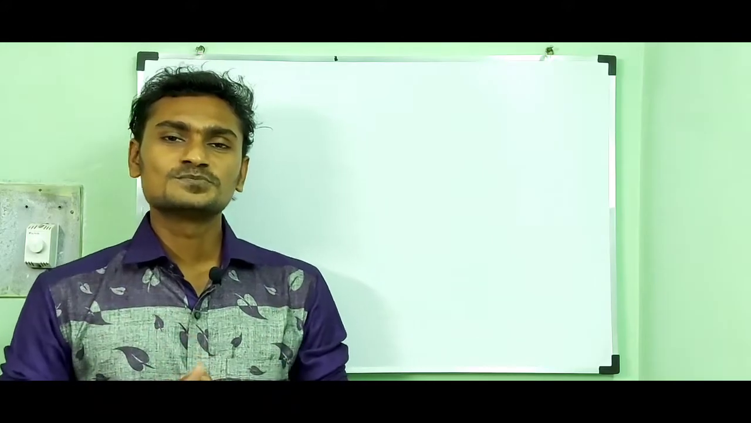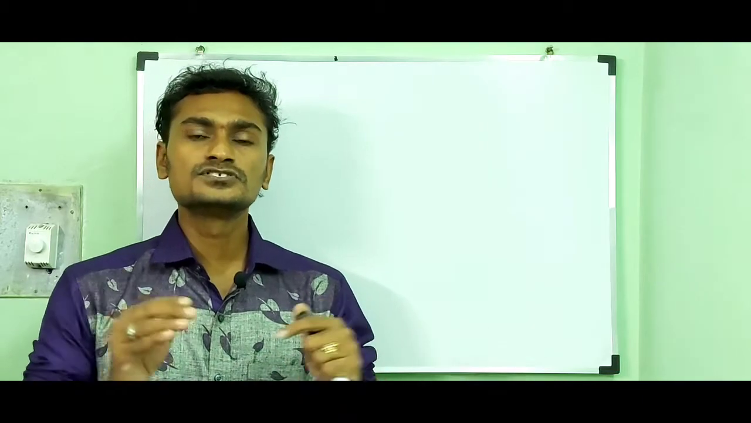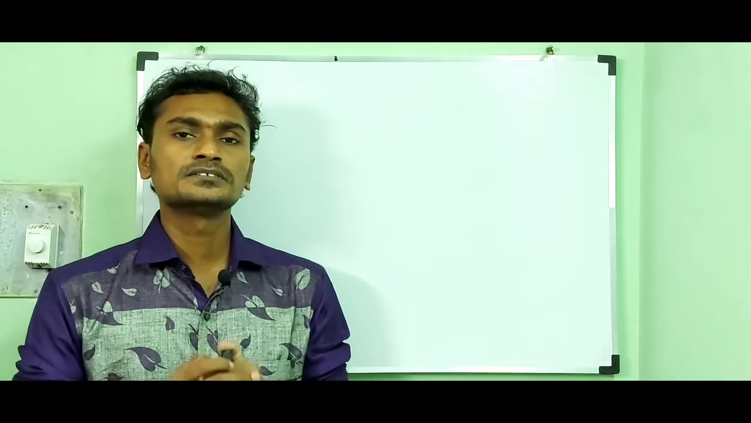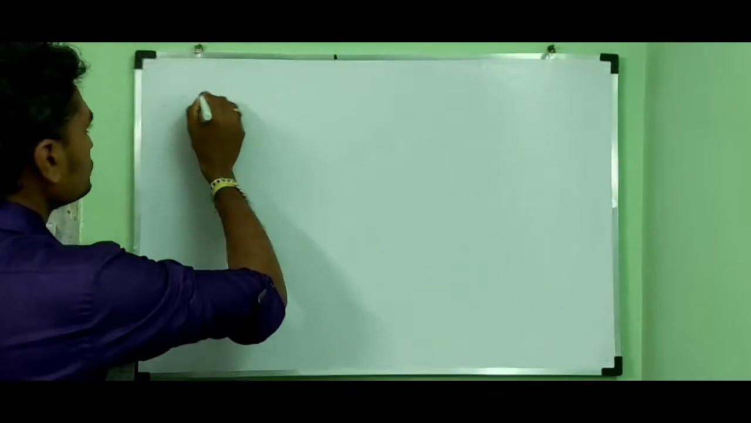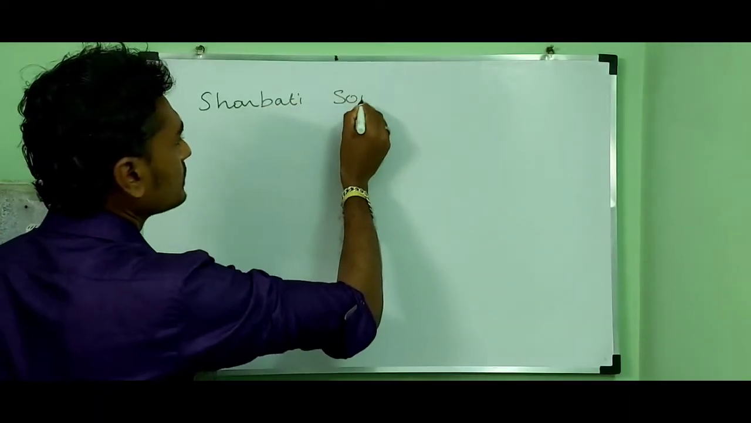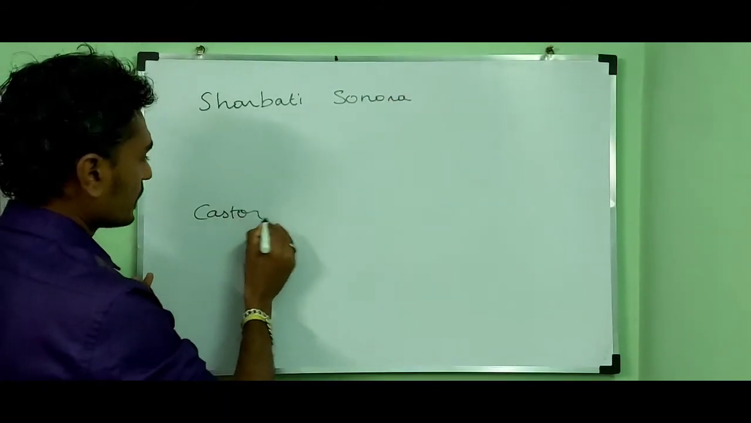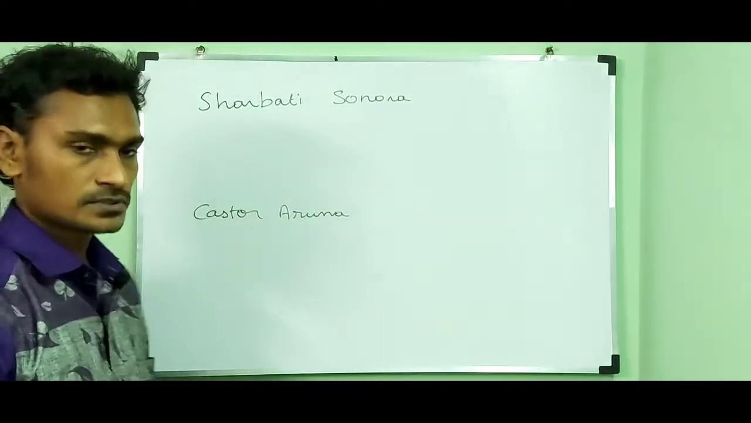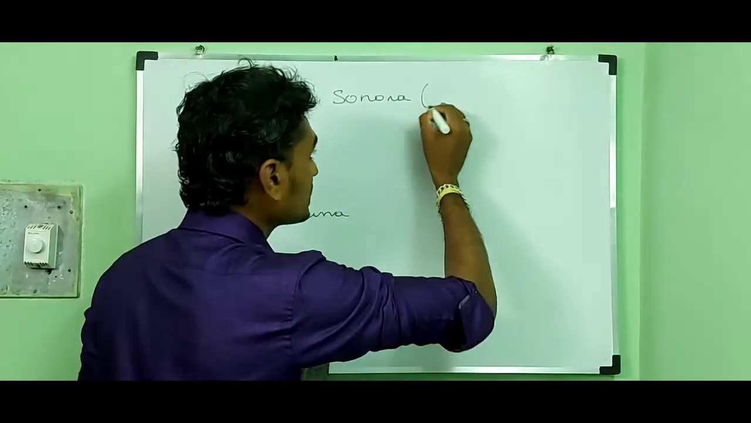Let me teach you some of the mutant varieties which are made by induced mutation or artificial mutation. In our book they have given two mutant varieties, namely Sarbadi Sonera and Castor Aruna. Sarbadi Sonera is a mutant wheat variety.